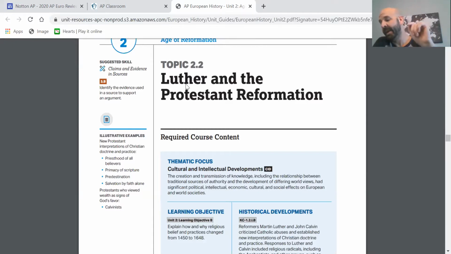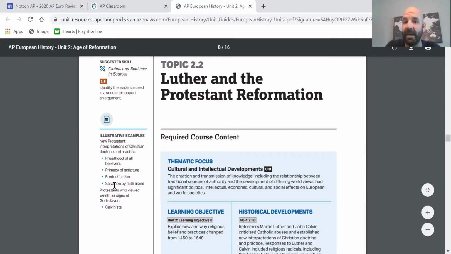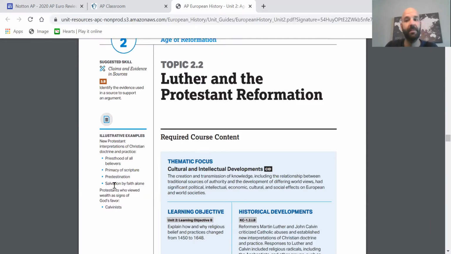But anyway, the main ideas that Luther is going to put forth is he's going to criticize many things of the Catholic Church. The first one that he is going to talk about is sola fide, or salvation by faith alone, which you can see over on the left-hand side, is one of the illustrative examples. Basically, what Luther is going to say is that God rewards people who have true faith in Jesus, and they get to go to heaven.